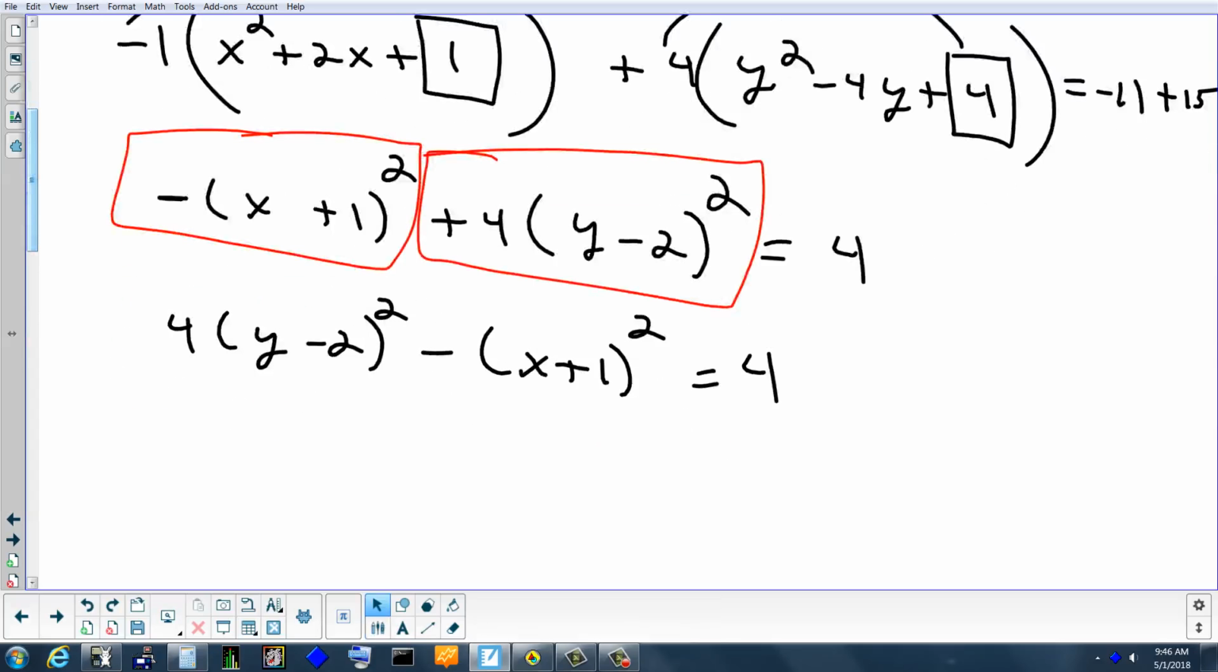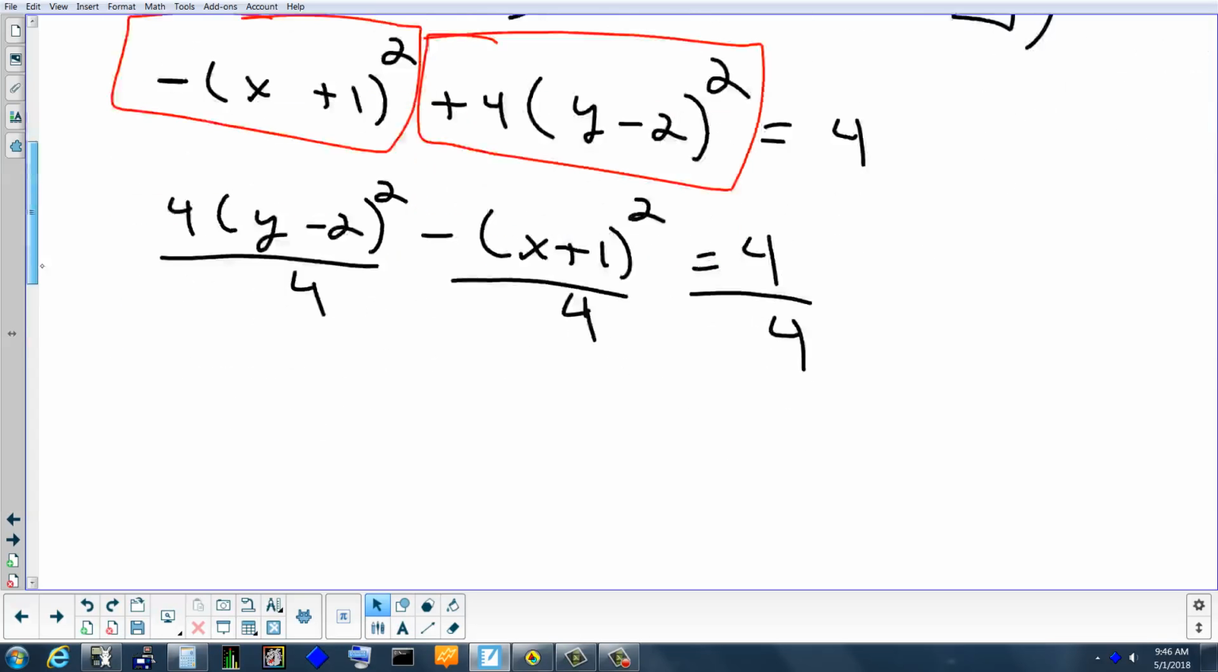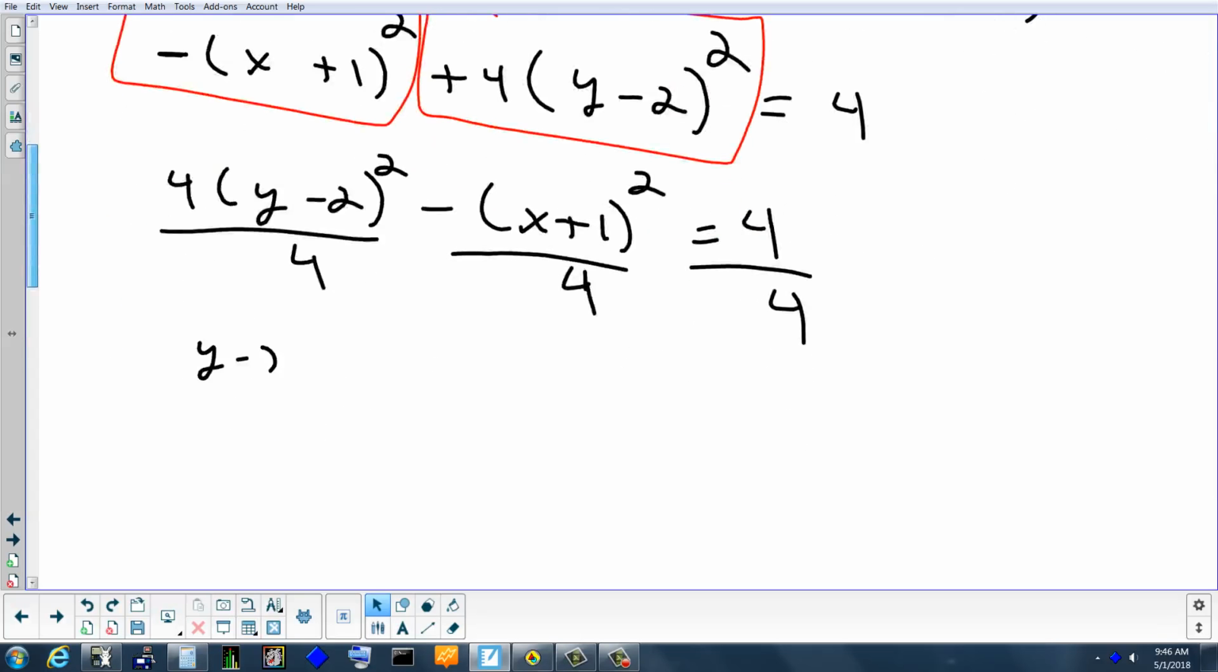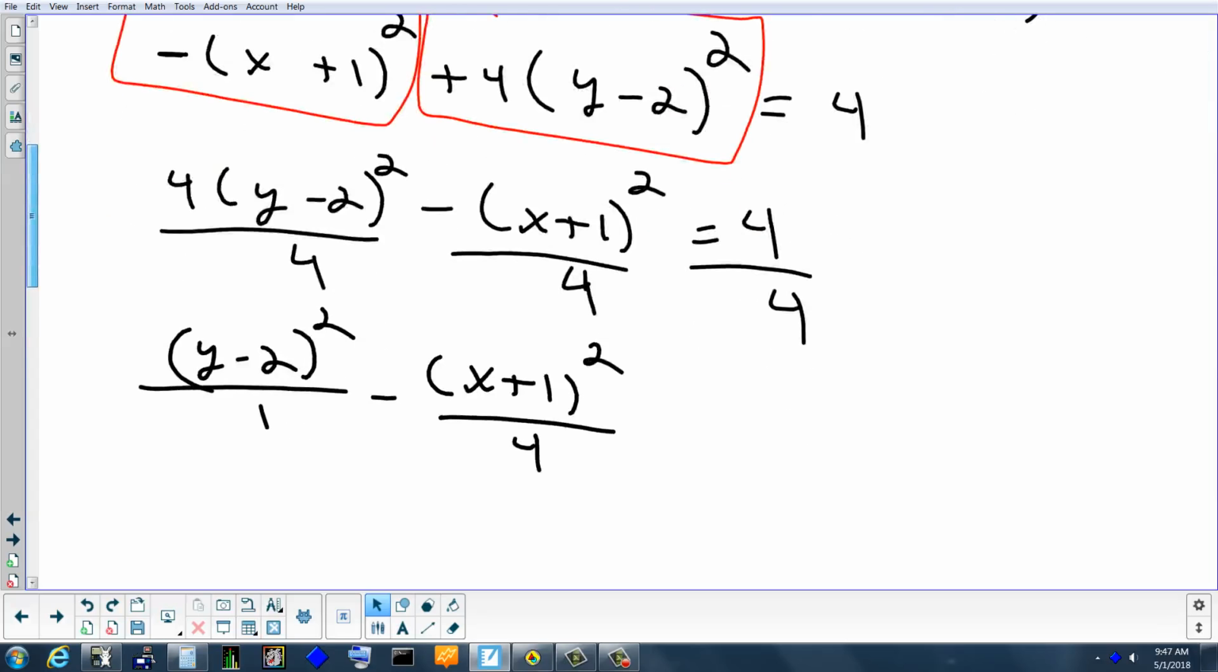And the second thing I need to do is divide by 4. So it took a little bit of work to get it the way we needed it, but now it's good. So we get y minus 2 squared over 1 minus x plus 1 squared over 4 equals 1.